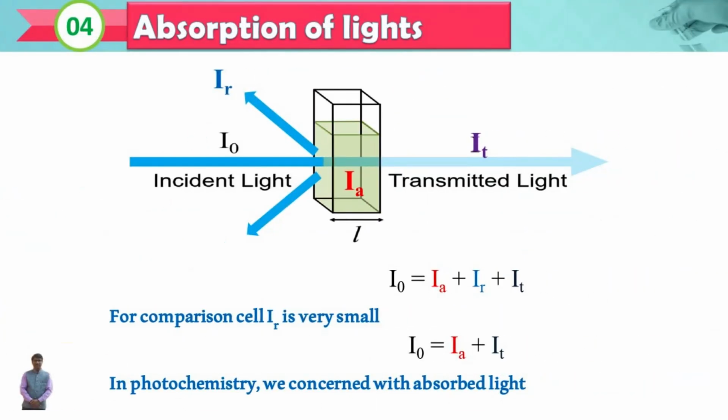Absorption of light. When light falls on a cuvette containing a solution, a part of the light is transmitted, a part is reflected and the remaining is absorbed. In photochemistry, I0 is equal to IA plus IT, as IR is neglected. Therefore, only absorbed light is considered in photochemistry.